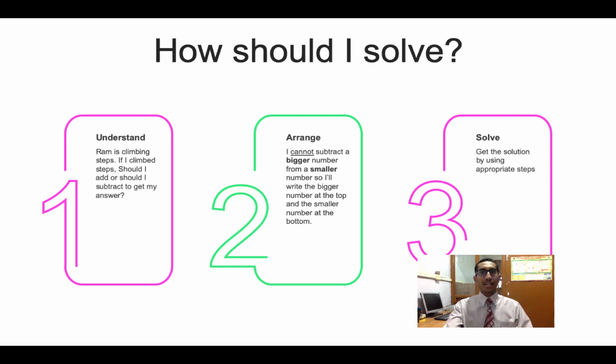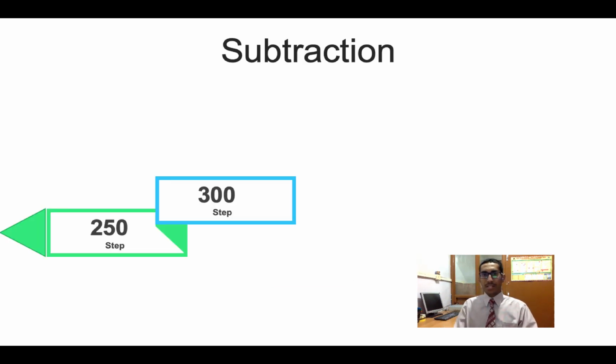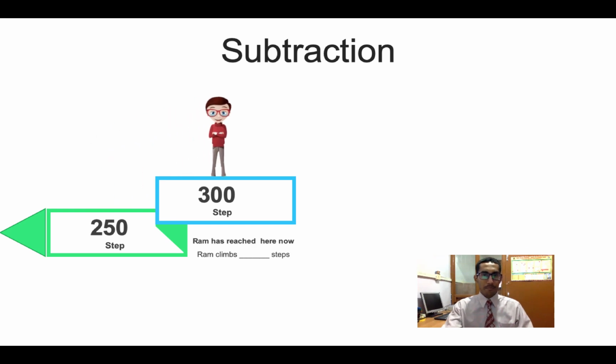So let us look at the solution to this question. Now this question only involves 2 steps. That is why on the screen right now you see just the 2 steps, okay. Now Ram is here and he moves on to the 300th step.